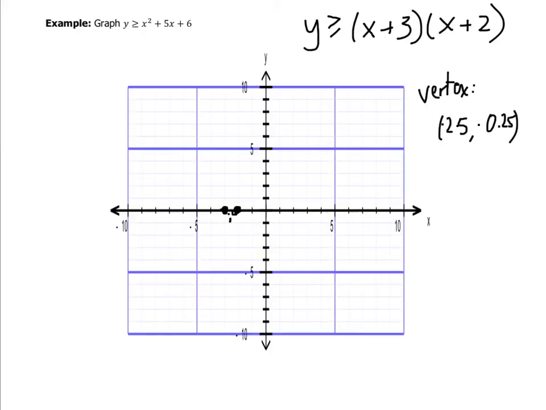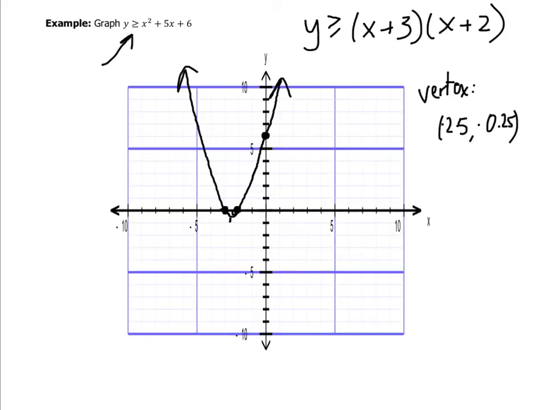Anyway, what does the graph look like? Maybe I'll add a point. Let's see, the y-intercept is here at 6. Yeah, that's good enough. Oh, this time did I screw up by putting in a solid line? What do you think? Was the solid line warranted? Yeah, it was, because this time equals is included.